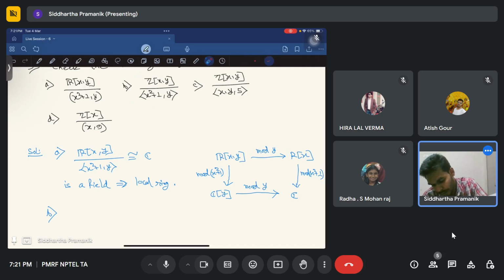So first you go mod by y. Then what happens? It is just Z[x] mod x square plus 1. So what is Z[x, y] by (x square plus 1, y)? I am going modulo y first. So that will be Z[x] mod x square plus 1. So what is this?